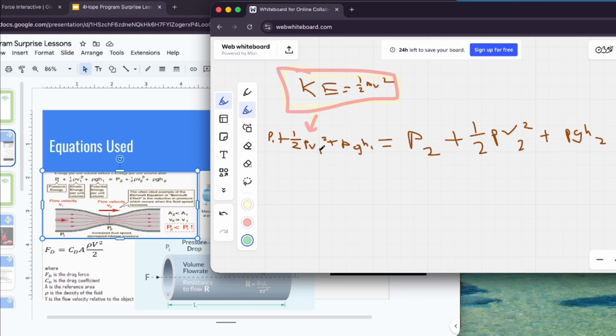And this term over here is essentially the potential energy formula. For those who don't know, it's equal to the mgh formula. Notice that in this case, the m's are being replaced with pressure. So that's very, very cool.